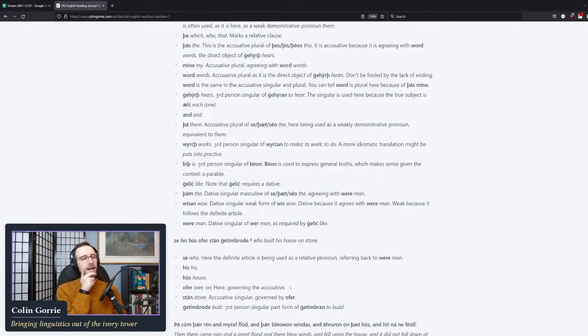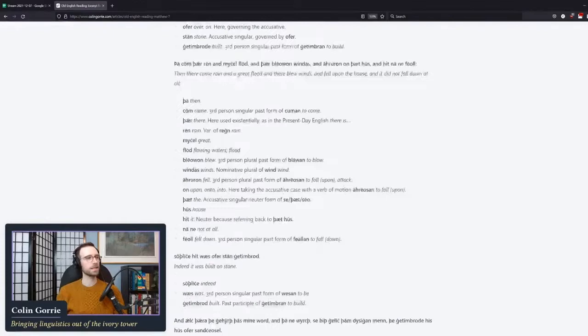Okay, so now we've finally reached the end of our first sentence, and we are going to forge ahead to our second sentence. What is going on in our second sentence? Okay, so our second sentence is this. Tha kom thar rain, and Mitchell flood, and thar blow on windas, and a hruron on that hoose, and hit no ne fell. Translation: And then there came rain and a great flood, and there blew winds and fell upon the house, and it did not fall down at all.